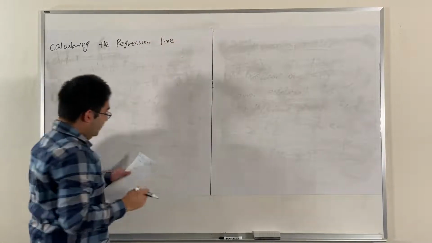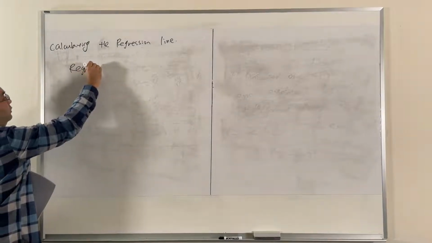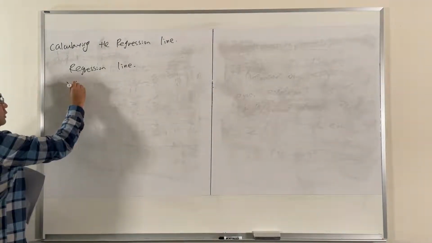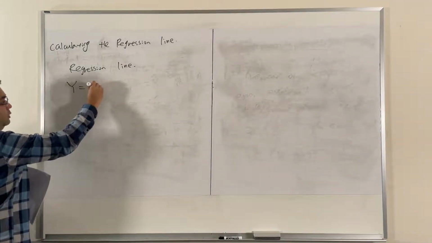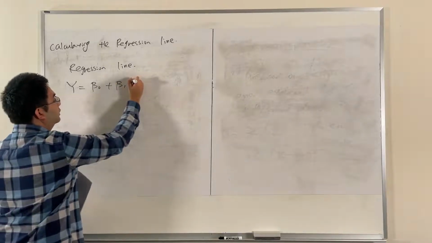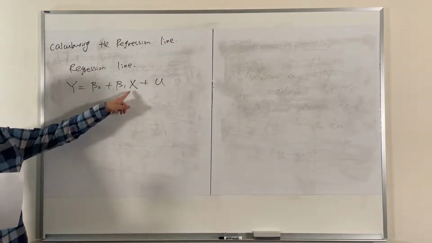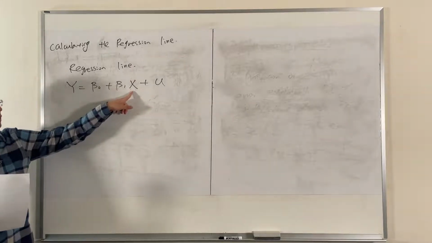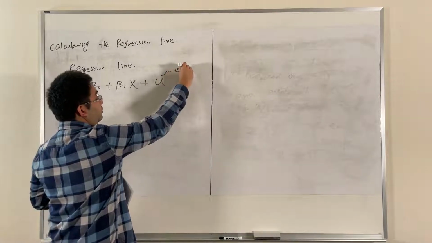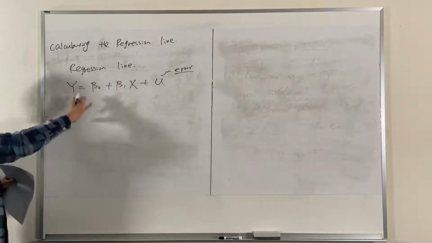Okay, so let's write out our regression line. So y equals beta naught plus beta 1 x, plus u, right? So we try to use the variable x to explain y, and this is our error term. That means the information that we do not capture in our regression line.